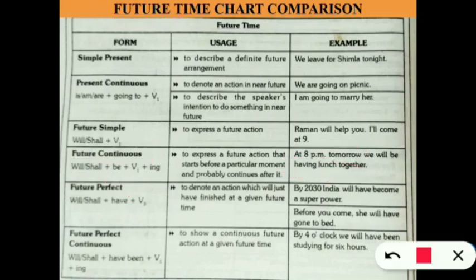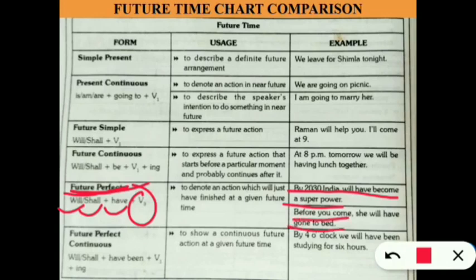Then future perfect tense. We use will, shall plus verb 3. Okay, we use it with verb 3. To denote an action which will just have finished at a given future time. So, example will be by 2030, India will have become a superpower. Okay, so here we see future tense chart. Before you come, she will have gone to bed. She will have gone to bed.